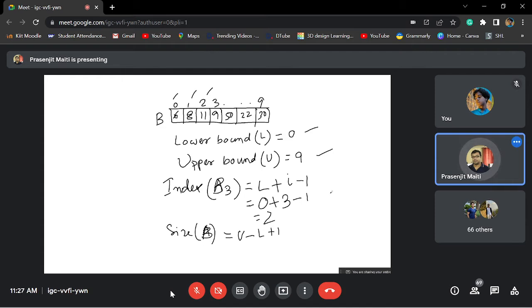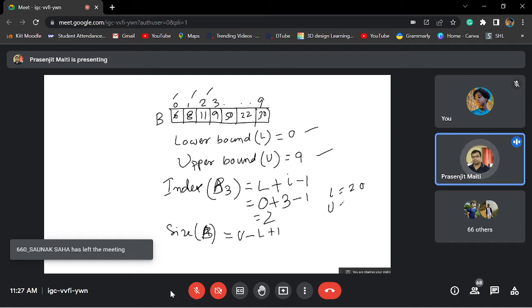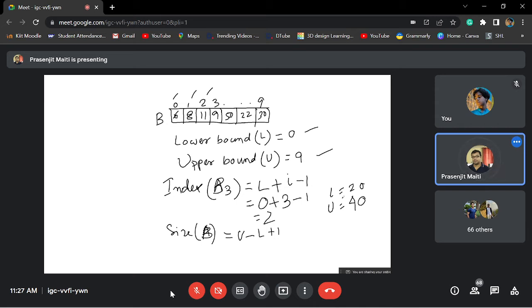Suppose L value is 20, U value is 40. How many elements are present? 40 minus 20 plus 1, 21. So from 20, 21, 22, 23, the last index is 40. The starting index of the array is 20, the last index is 40. So what is the size of the array? U minus L plus 1.